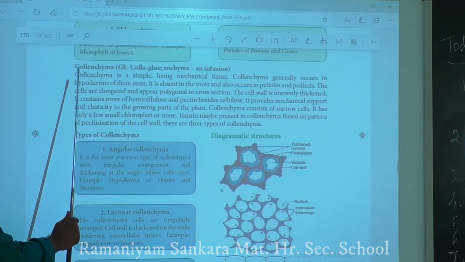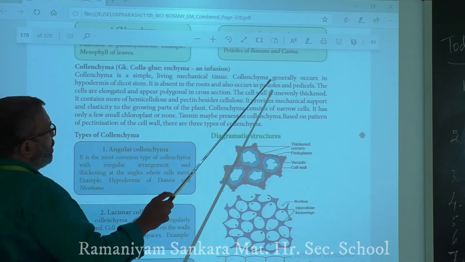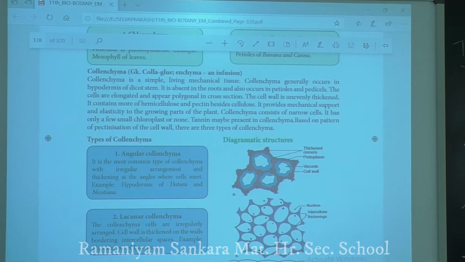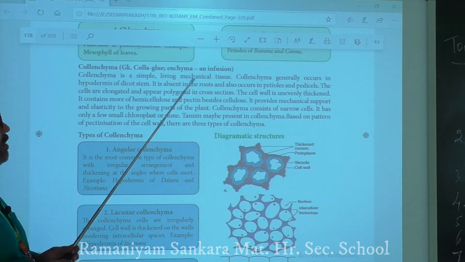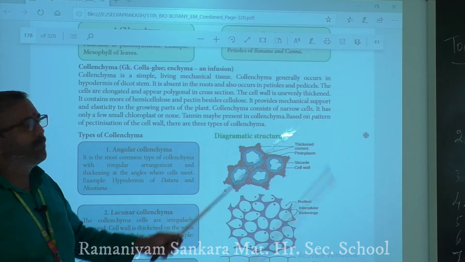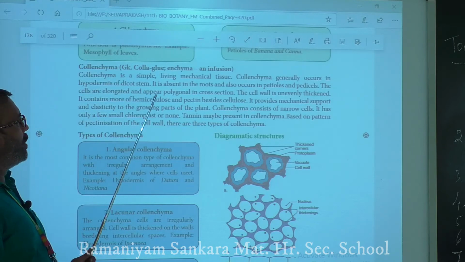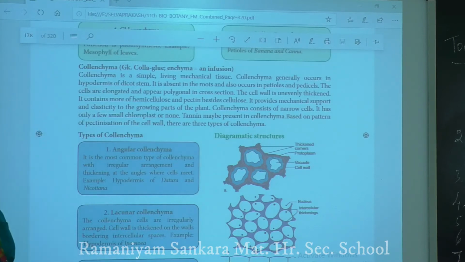Next one is collenchyma. Collenchyma is a simple living mechanical tissue. Collenchyma generally occurs in the hypodermis of dicot stems. It is absent in roots, petioles and pedicels of monocots. The cells are elongated and appear polygonal in cross section. The cell wall is unevenly thickened. The cells are not evenly thickened, so the cell wall is uneven.